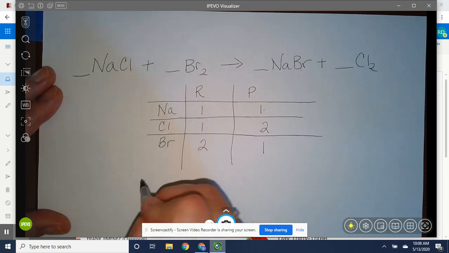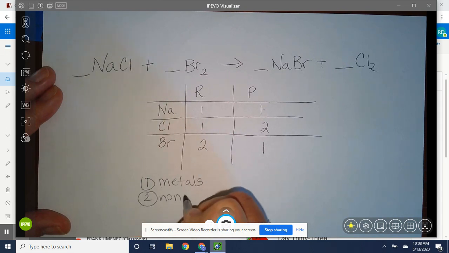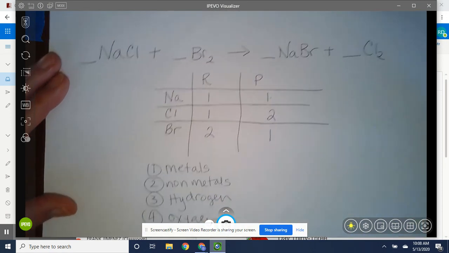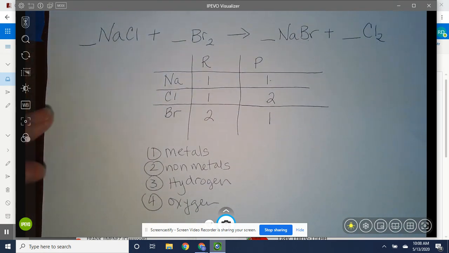When you are balancing, you want to make sure that you do it in this order. You're going to balance your metals first, followed by your non-metals. You're going to do hydrogen second to the last. It won't always be third. And last, you're going to do oxygen. Now, it is not critical that you follow this order, but it will save you a lot of work. So if you try and balance oxygen first, you might end up changing the oxygen multiple times. So if you do it last, a lot of times it just falls right into place.